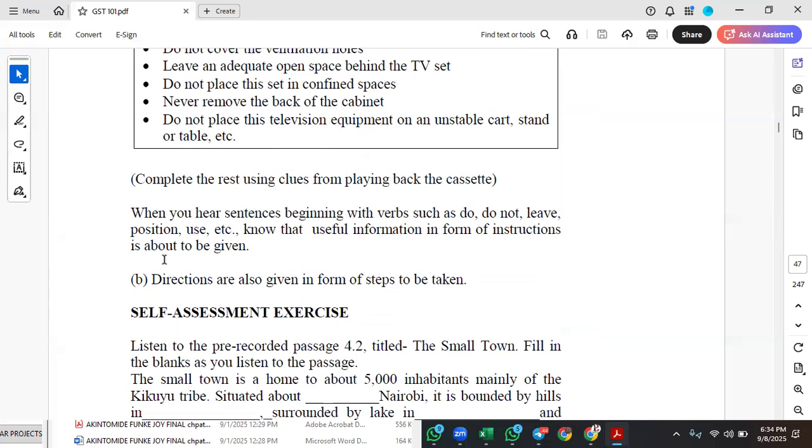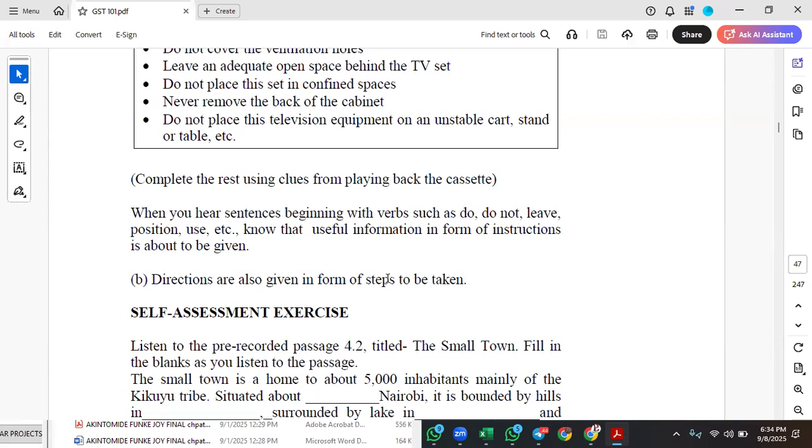Now, the next one is directions are also given in form of steps to be taken. When you hear sentences beginning with verbs such as do, do not, leave, position, use, etc., know that useful information in form of instruction is about to be given. So when you see this question in the exam that sentences beginning with verbs such as do, do not, leave, position, use, etc., are examples of dash sentences. They are examples of what? Instructions, information given in form of instruction.